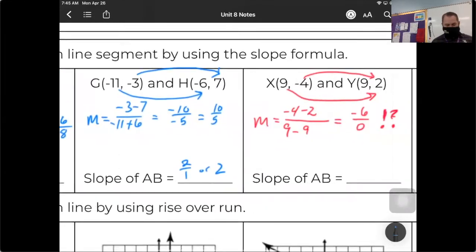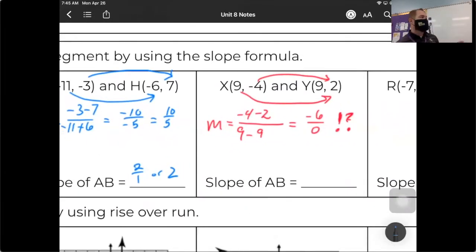But the next one over for XY, you run into a problem, don't you? The x coordinates are both the same. That means these x coordinates are lined up together, as we will look at with our other kinds of lines that we look at today. These two points are directly over each other. They have the same x coordinate. So when you try and subtract the x's, you get 0. 9 minus 9 is 0. When 0 is on the bottom of a fraction, that is undefined. So we either say that this is undefined, or we say there is no slope.